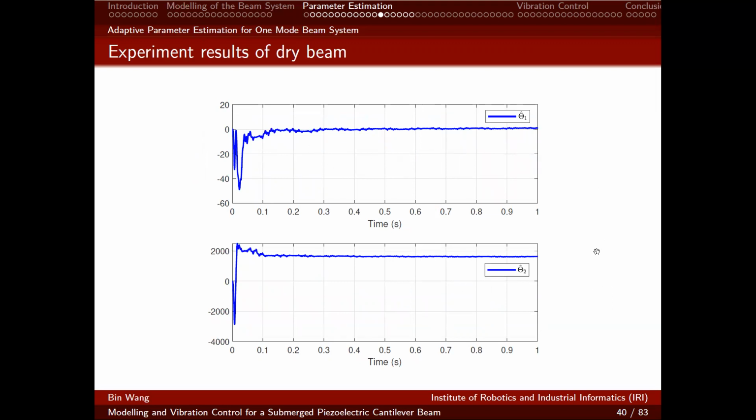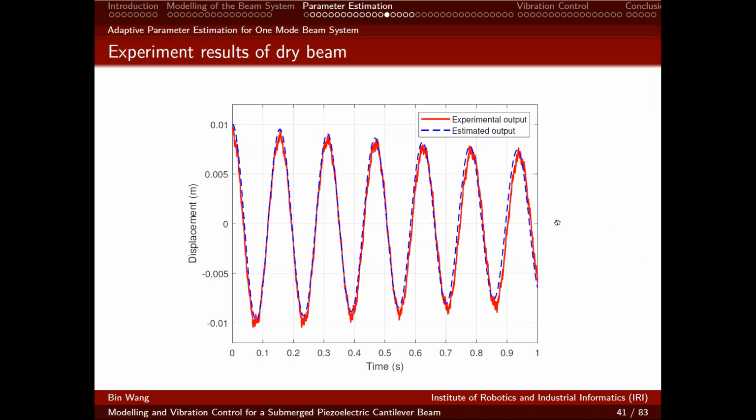So this is the parameter estimation result. We can see the parameters can converge. With these two parameters, we reconstructed the system output. As we can see, compared with the experiment output, the reconstructed model output can basically describe the profile of the system output.